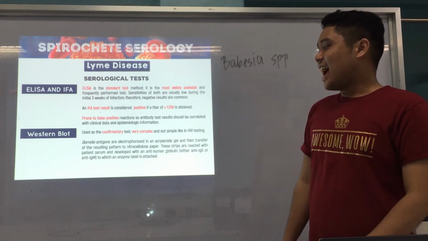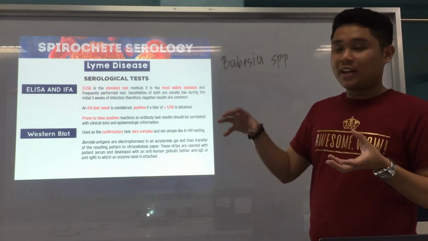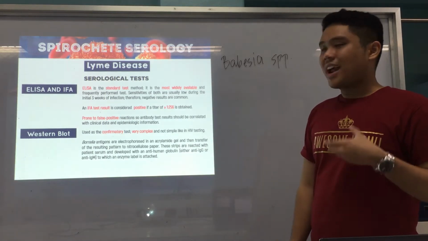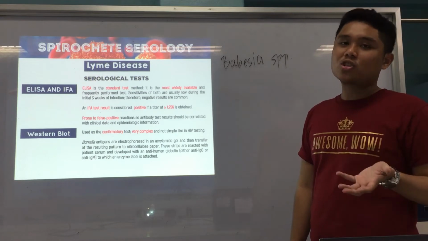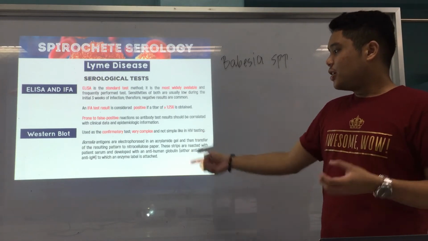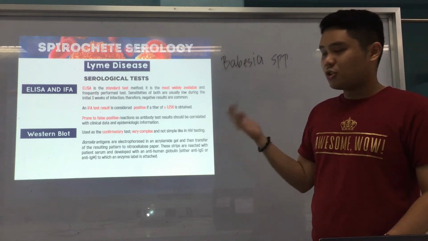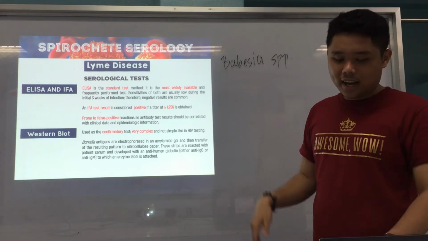And what happens is, again, still the same: Borrelia antigens undergo electrophoresis and are transferred onto the membrane. Then you react with the patient's serum, and after reacting, you wash to remove unbound antibodies, and then you add an anti-human globulin, which usually has an enzyme attached.